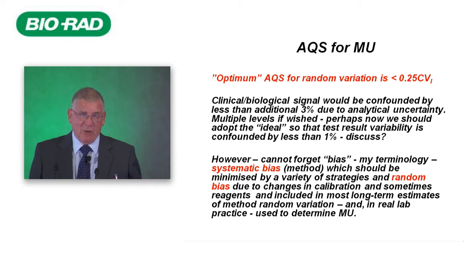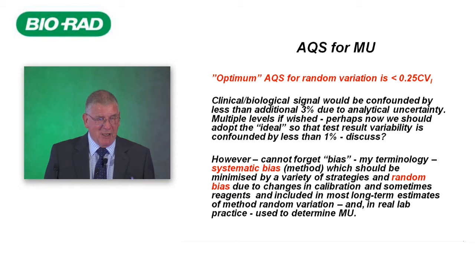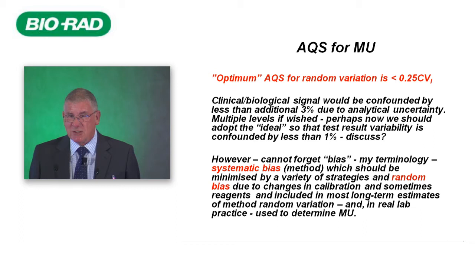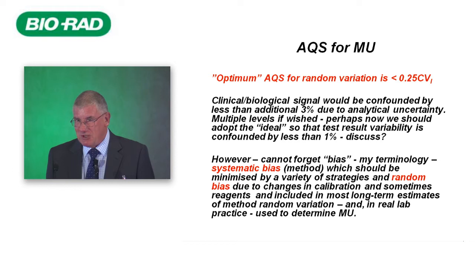However, you can't really forget about bias, although it'd be nice to do so. And I've always thought that we could divide bias into two: systematic bias, which is methodological bias, which should be minimized, got rid of by a variety of strategies, and random bias, which is the bias that does occur as we go on when we have changes in lots of calibrator and reagents and so on and so forth. However, the estimates of random bias are, of course, included in the longer-term analysis of imprecision, which is what you should use to determine the measurement uncertainty in your laboratories in the model, according to Graham White and others.